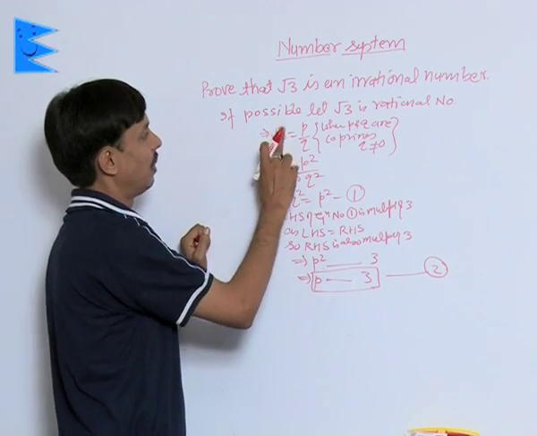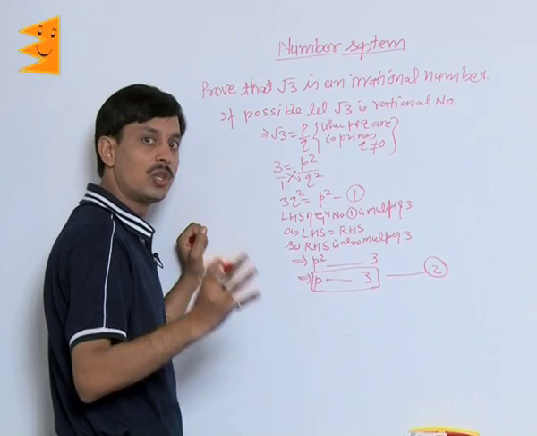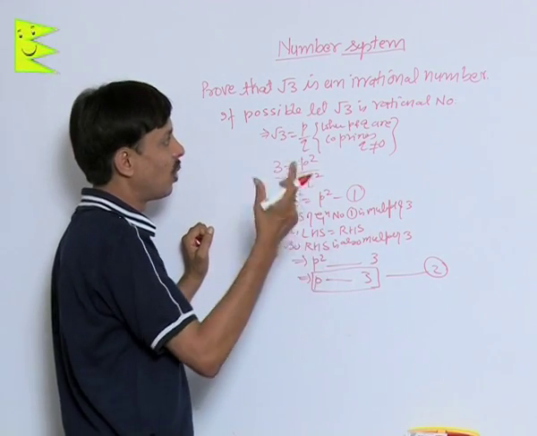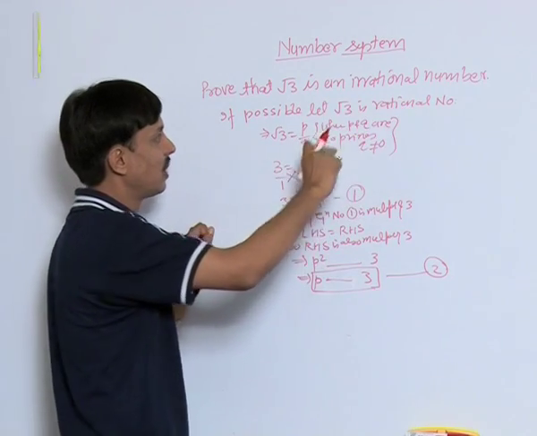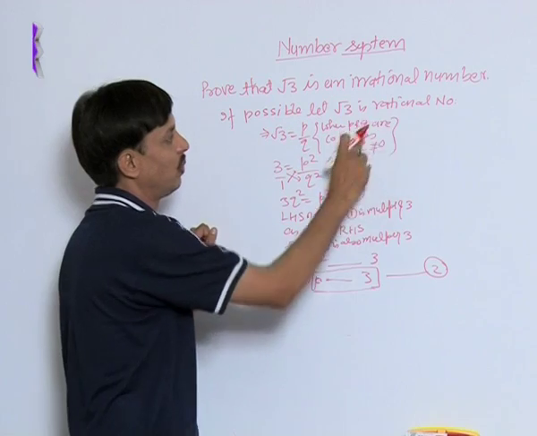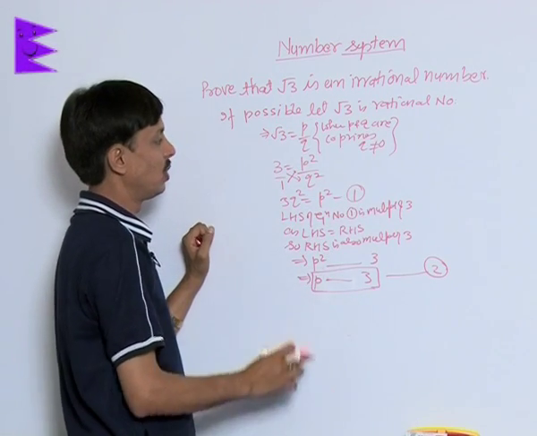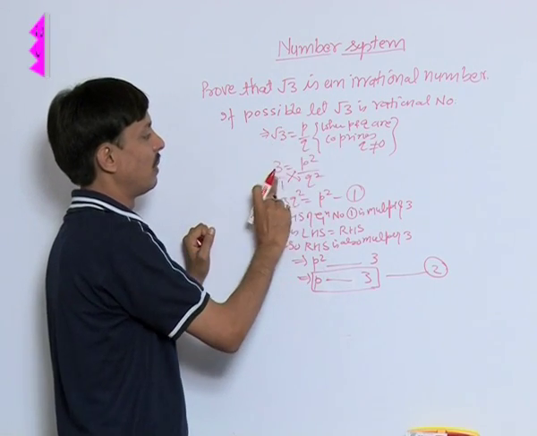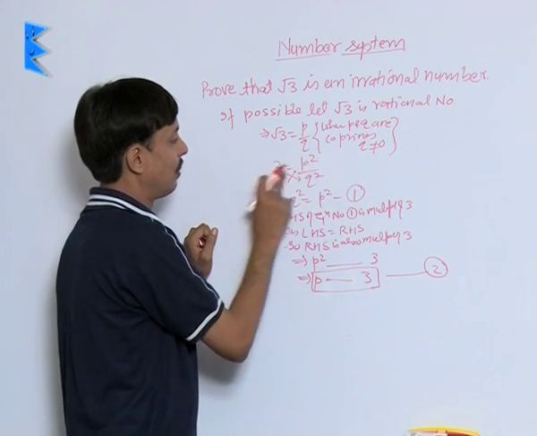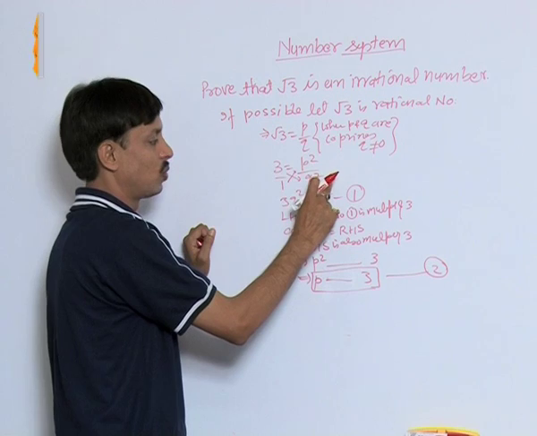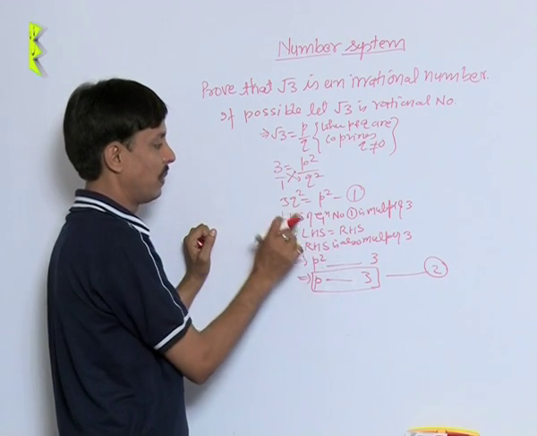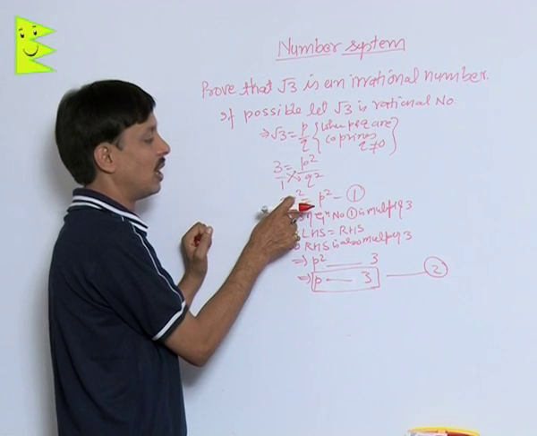What did I do? I am trying to prove that root 3 is irrational, so I have assumed that root 3 is rational, equal to p by q, where p and q are co-prime and q is not equal to 0. So root 3 is equal to p by q. On squaring both sides, I have received 3 by 1 is equal to p square by q square. On cross multiplying, 3q square is equal to p square. Clearly 3q square is a multiple of 3.